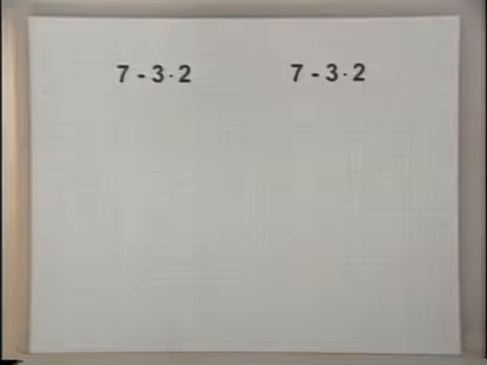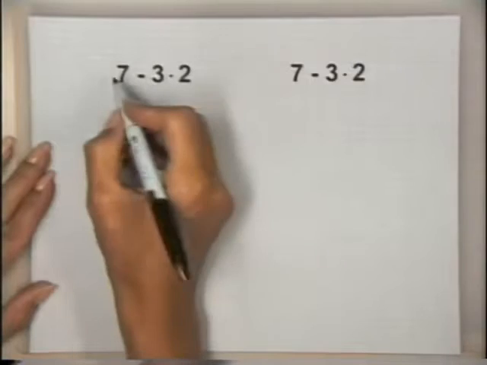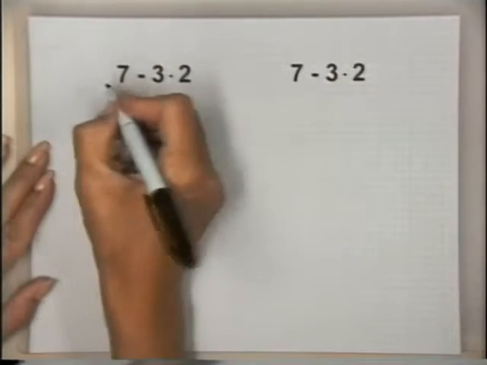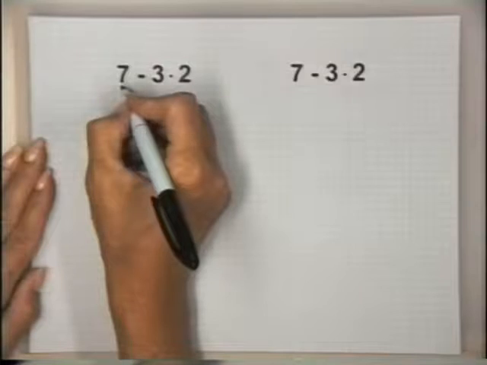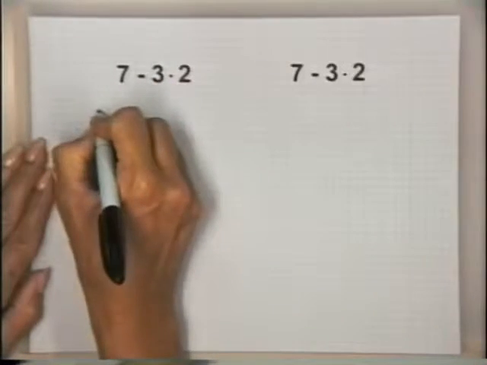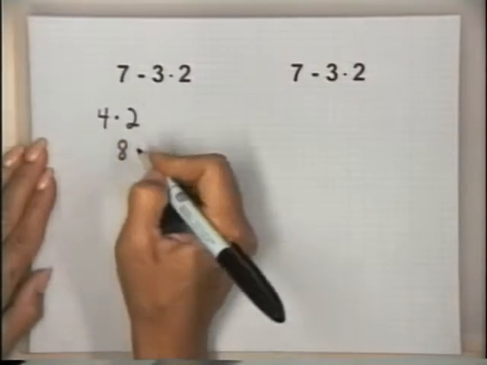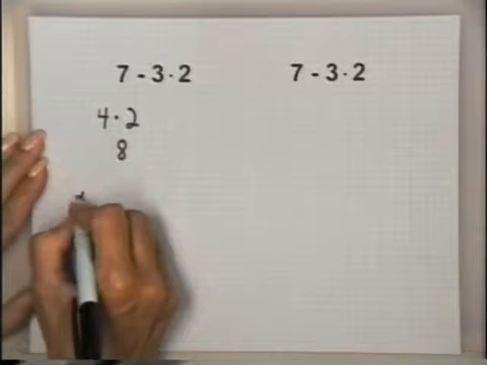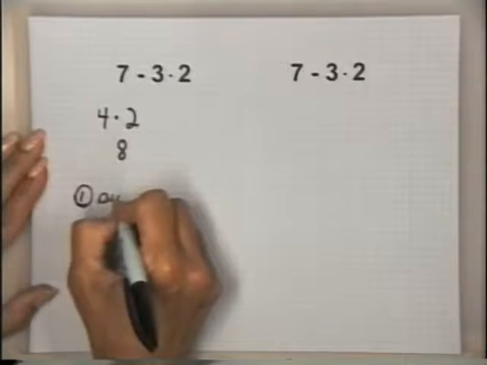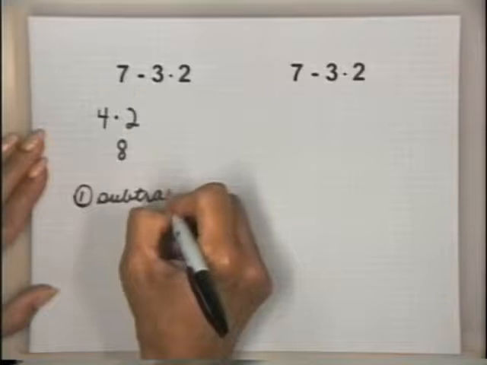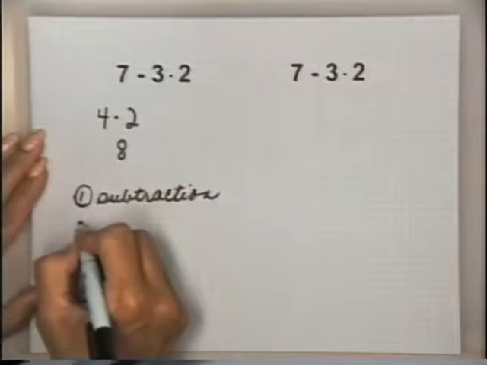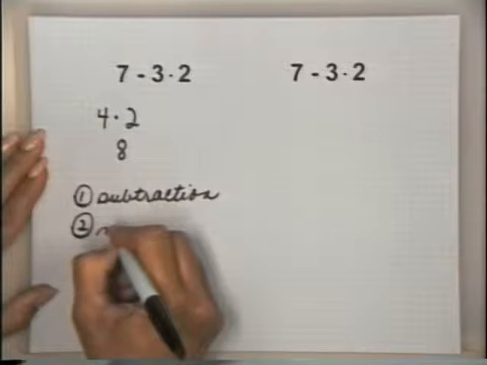Our problem is 7 subtract 3 times 2. Remember that the dot represents the operation of multiplication. To begin with, let's move from left to right and perform the operations as we come to them. 7 subtract 3 gives us 4, and then we have 4 times 2, which is 8. Let's write down the order in which we perform the operations. First, we completed our subtraction, and then we completed our multiplication.